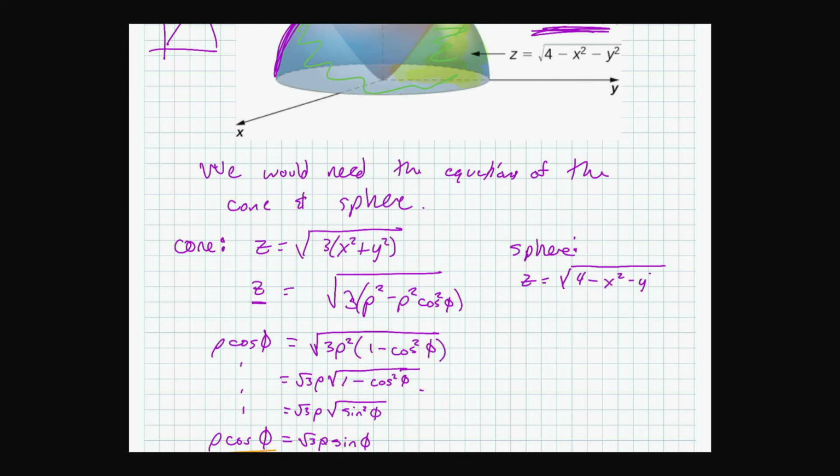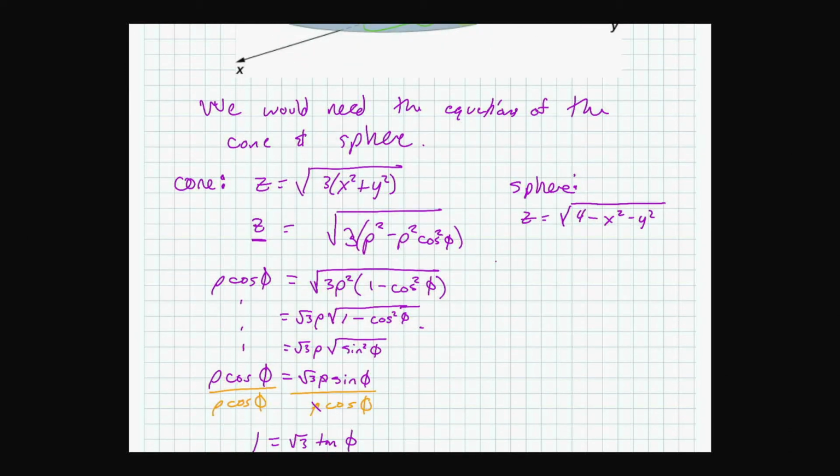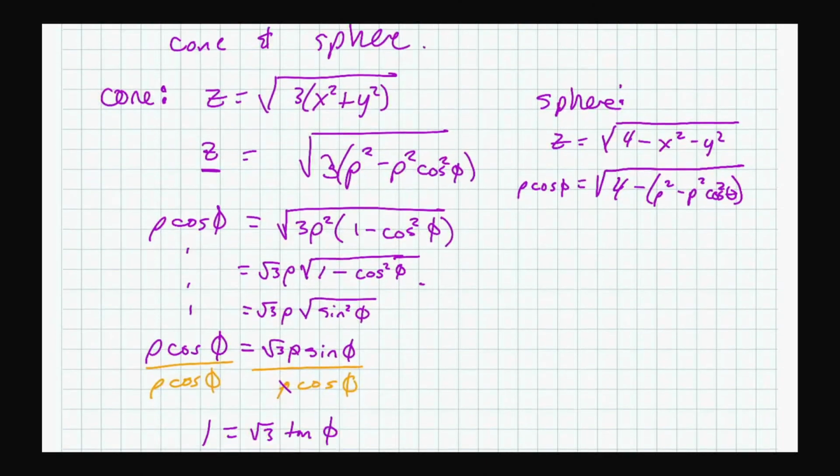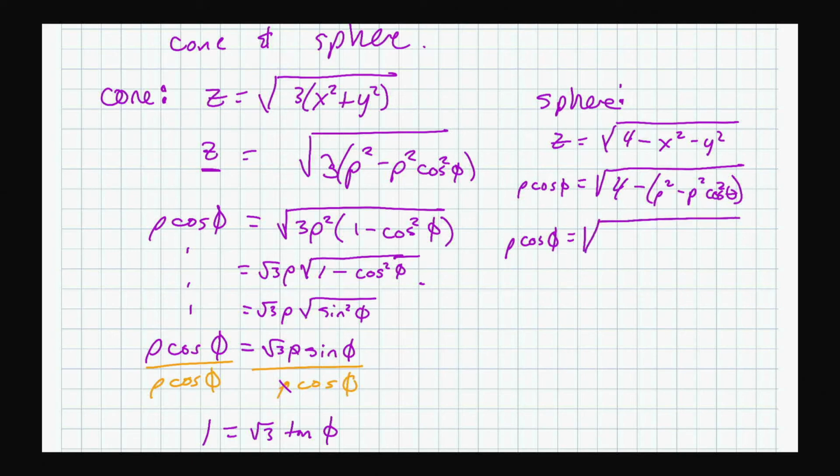Z equals the square root of 4 minus x squared minus y squared. So this is z. We just did that. Z is rho cosine phi, the square root of 4 minus x squared minus y squared, but minus x squared minus y squared is minus parentheses x squared plus y squared, which is rho squared minus rho squared cosine squared phi. So we have rho cosine phi equals what happens here. What is going to happen here?